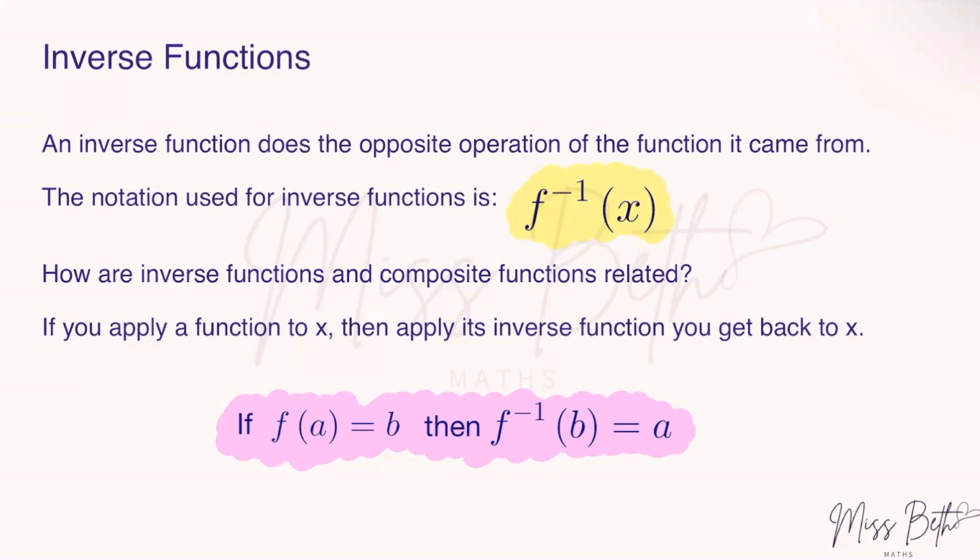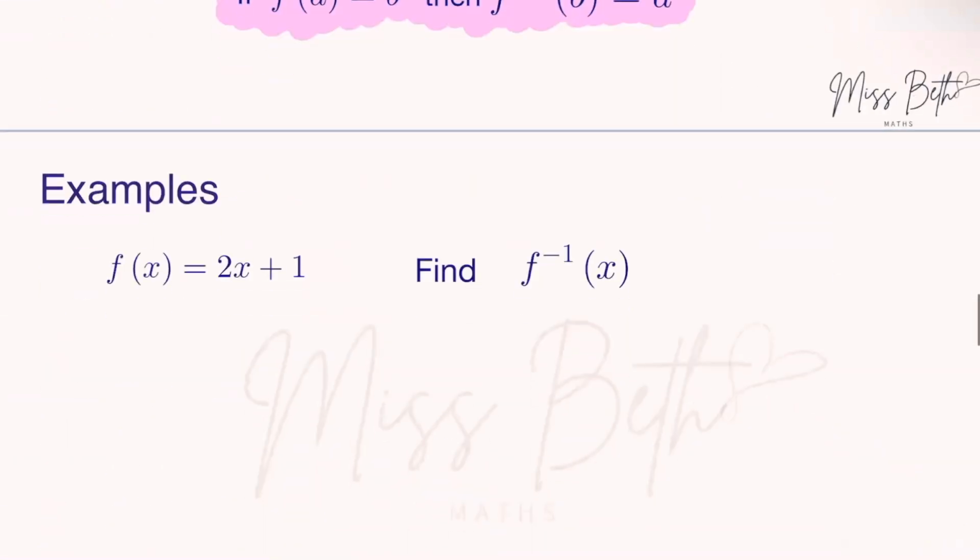So how are inverse functions and composite functions related? If you apply a function to x, then apply its inverse function, you would basically get back to where you started. So you would get back to x. In this example, if f of a is equal to b, then the inverse function of b would be equal to a. It basically undoes the function, so you just get back to where you started. But it's important to know how to find an expression for the inverse, and there is a method to do this. So that's what we're going to look at here.